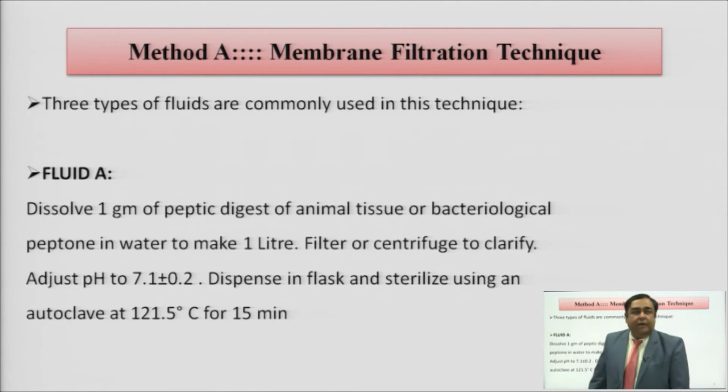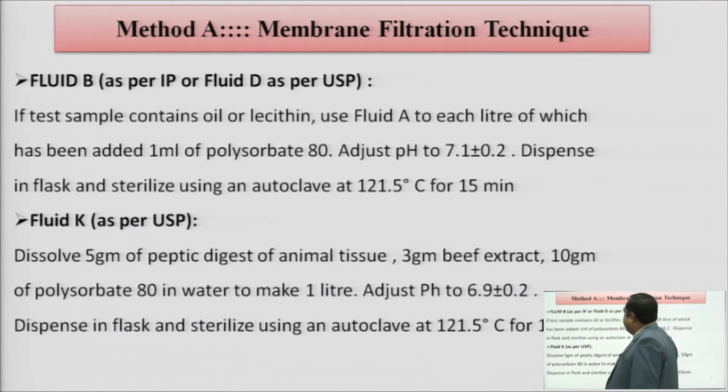Now, there are various diluting fluids. These fluids are commonly used. Fluid A, where we dissolve 1 gram of peptic digest of animal tissue or bacteriological peptone in water to make a volume of 1 liter, filter or centrifuge to remove the suspended solids, pH to be adjusted to 7.1 plus or minus 0.2, dispense in a flask, and sterilize in an autoclave at 121.5 degrees for a period of 15 minutes.